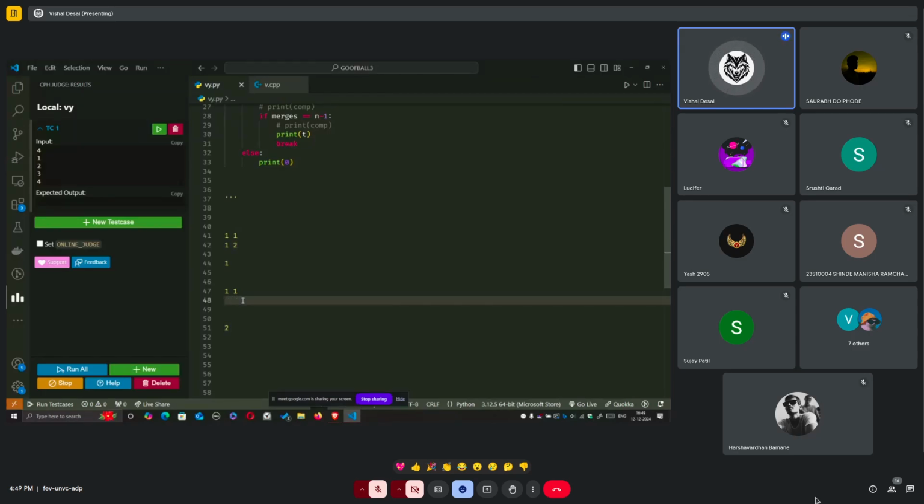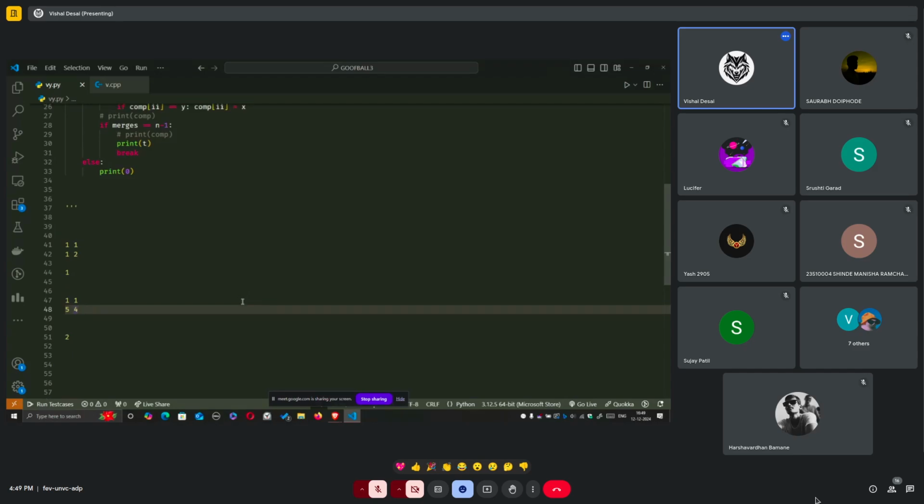Let's say for 5 and 4, what will be the answer? For 2, 2, it was simple. For this one, what will the answer be? 7. No.